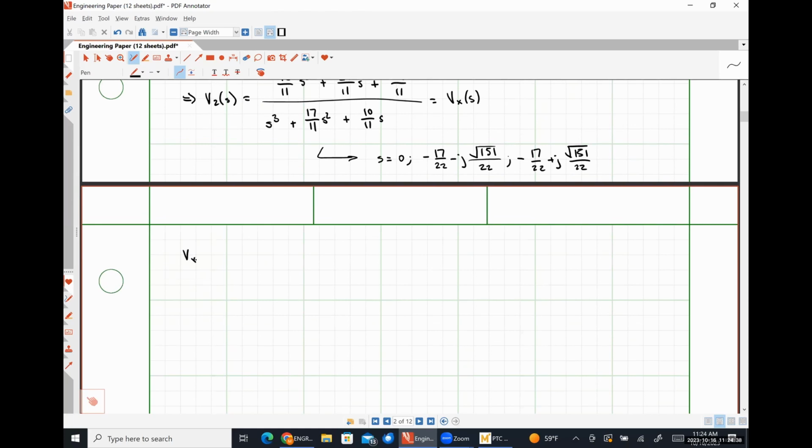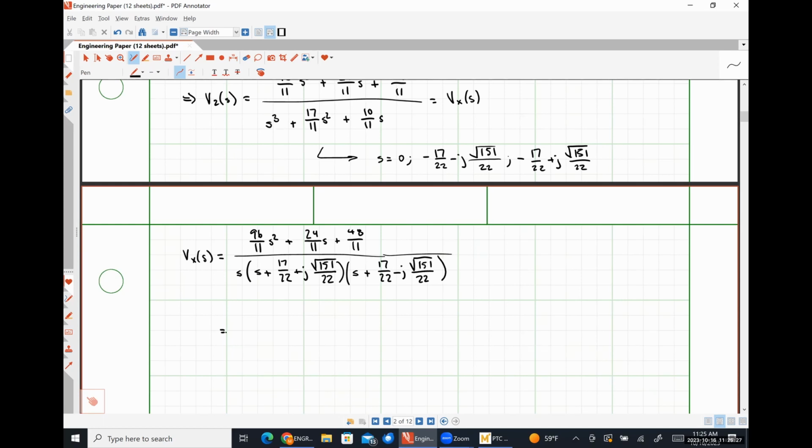So that means that Vx of s could be written as 96/11 s squared plus 24/11 s plus 48/11, divided by s times (s plus 17 over 22 plus j root 151 over 22) times (s plus 17 over 22 minus j square root of 151 over 22).